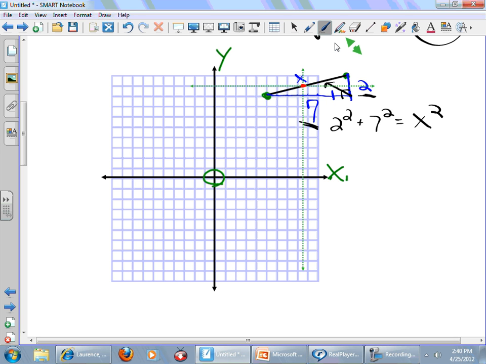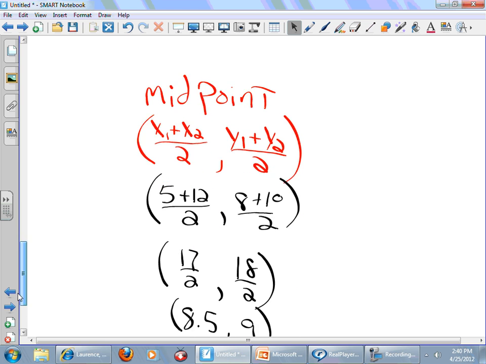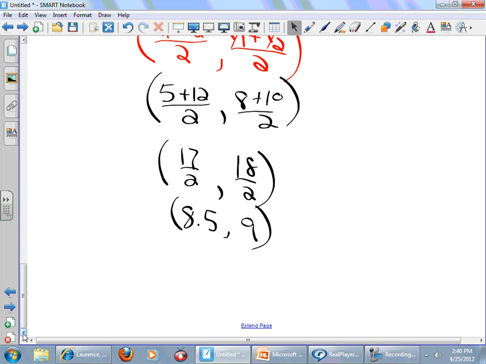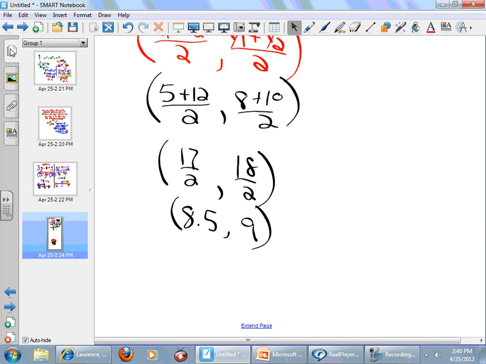Look at that, middle of the segment. That's the midpoint right there. That is the midpoint. It's simple. You just average the x's. You add them up, divide by 2. You average the y's, add them up, and divide by 2. That's it. That's it, ladies and gentlemen. Okay, 8.5, 9. All right, I don't think I have anything else I want to go over.